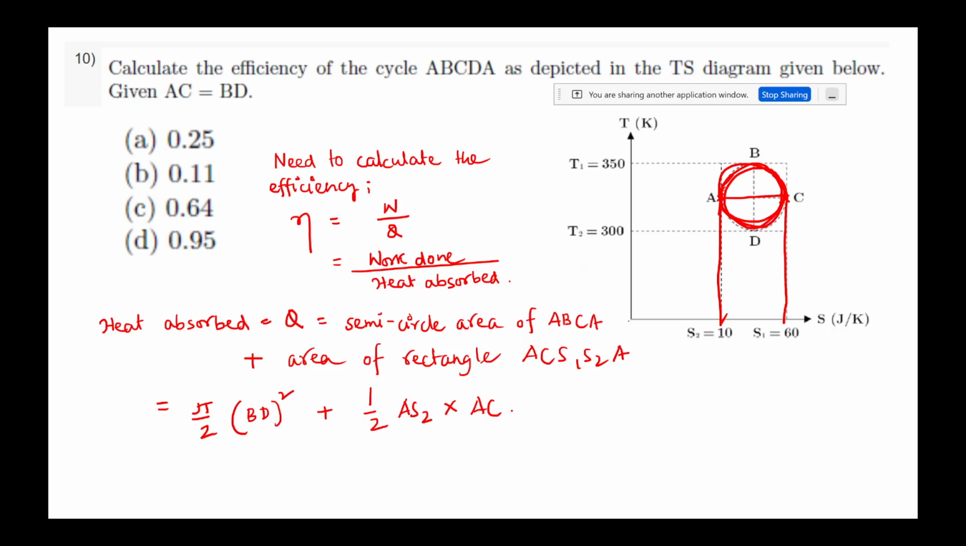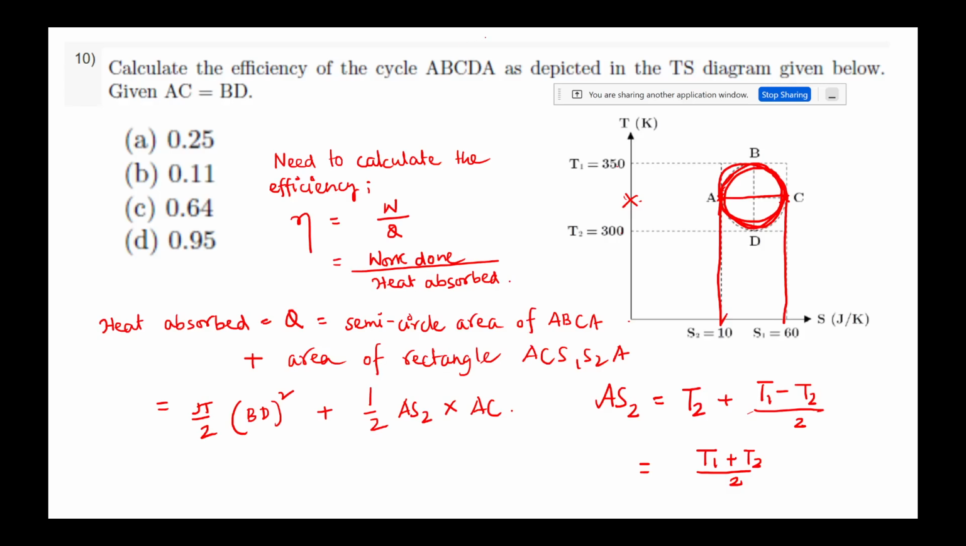So it starts from 0, this is 300, this is 350, this is middle of that. So if this is middle of that, then AS2 will be T2 plus T1 minus T2 by 2. If you write this, then this will be T1 plus T2 by 2. And what is AC? AC will be S1 minus S2 by 2.